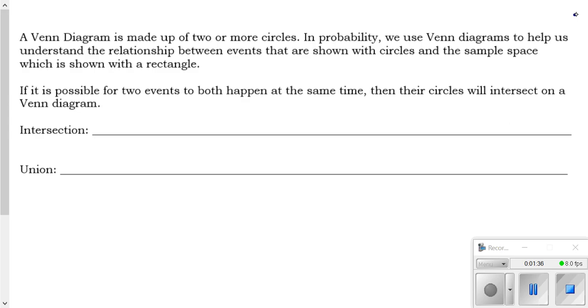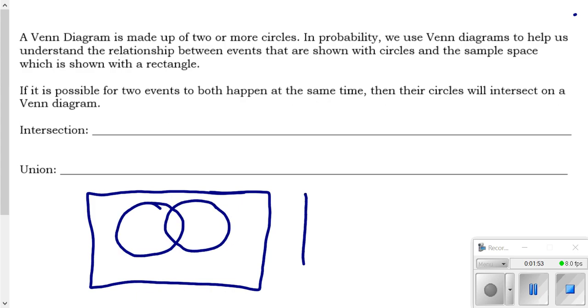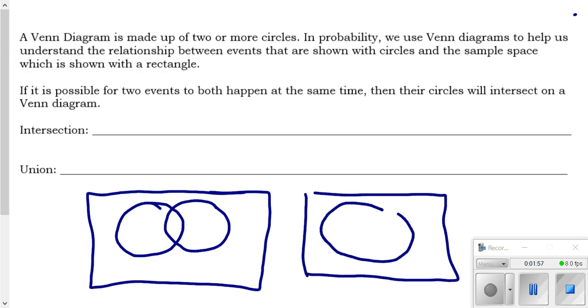All right, so to start out, we're going to think about Venn diagrams. So a Venn diagram is made up of circles, and you might see it as a picture like this, where there's a rectangle on the outside part, and then there's some circles inside. That's the classic picture. It could also be like this, where there's one group and then there's another group that's a subset of that.